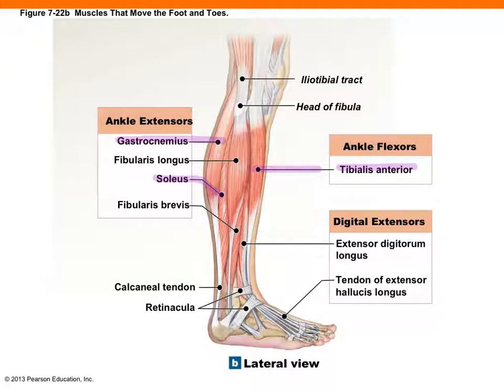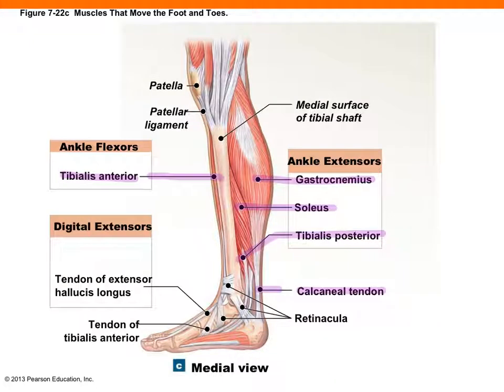This is a side view of the lower leg showing the gastrocnemius and the soleus, the tibialis anterior, and the calcaneal tendon. This is the image from a different angle from the inside. Again, looking at the tibialis anterior, gastrocnemius, soleus, tibialis posterior, and the calcaneal tendon.